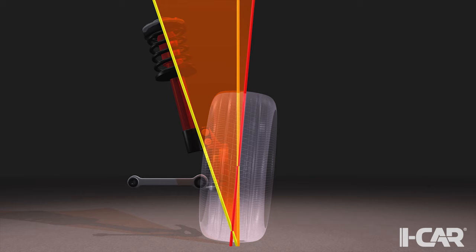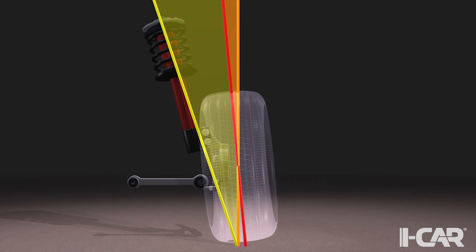Included angle is the sum of the camber and SAI angles. If camber is negative, included angle will be less than SAI.